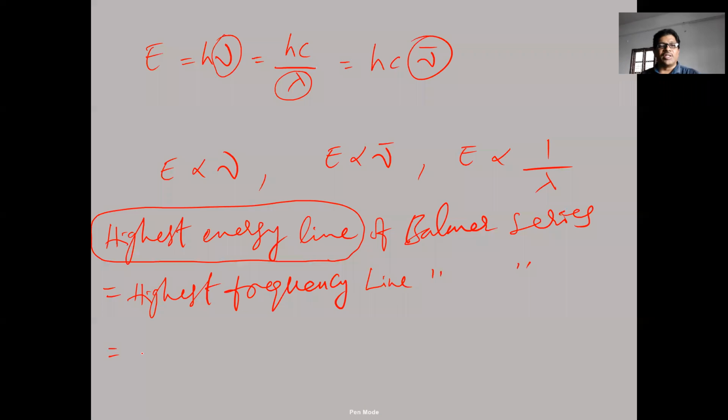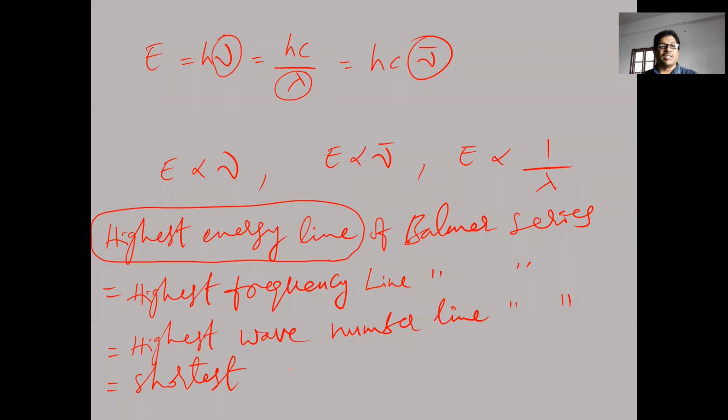Okay, and we can also mention the same thing: highest frequency line or highest wave number line of the Balmer series. The same thing again. When energy is highest, frequency is highest, and wave number is also highest. And the same line, how to say it? Shortest wavelength line of the Balmer series.